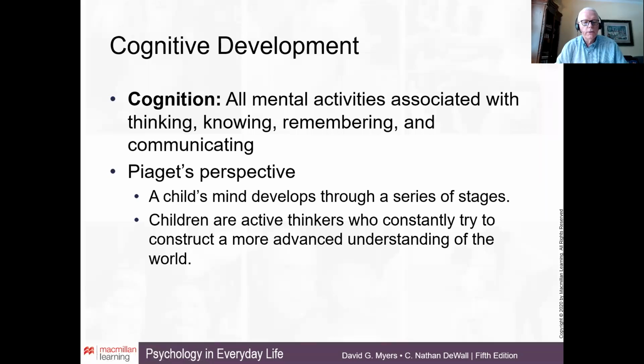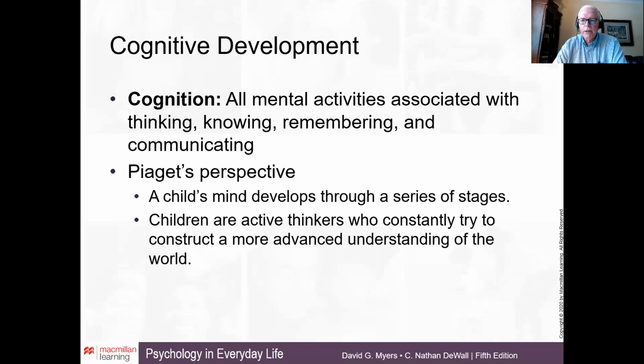Hello, we're going to continue our discussion of developmental psychology today, starting with Piaget's theory of cognitive development. You may recall that we already indicated that one of the areas of interest to developmental psychologists is cognition, the way we think about things.